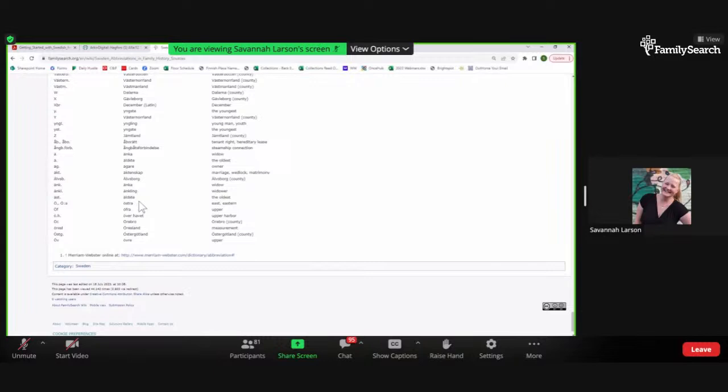In this case, the A with two dots in our list doesn't say Ektenskap, but if you see this AKT, that does. So you have to kind of just work with what you've got, and use the resources available. So these word lists will help you quite a bit when it comes to finding out information like that.